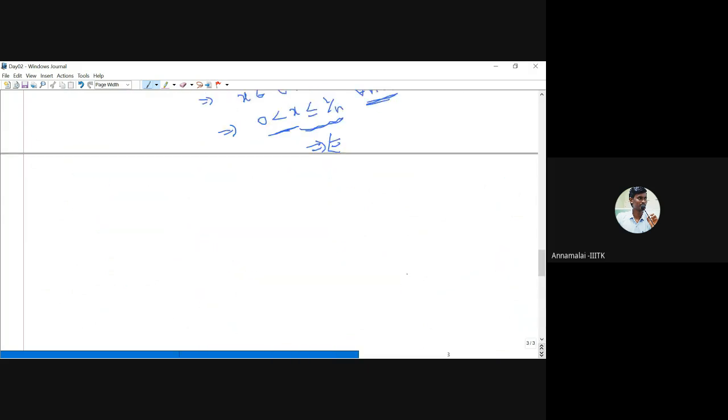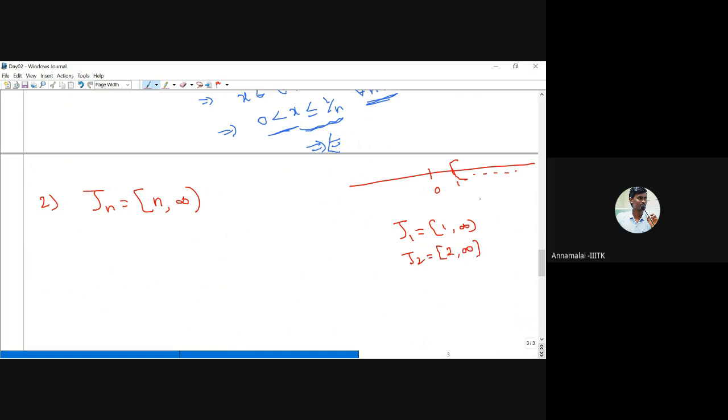Okay. Now the next example. If we take Jn's as the closed interval [n, infinity). So this is 0. For all natural numbers n, we define Jn this way. So what is J1? J1 is nothing but [1, infinity). So this is 1 and this entire part. J2 is [2, infinity), so 2 is here and this is the other part. And J3 is [3, infinity).